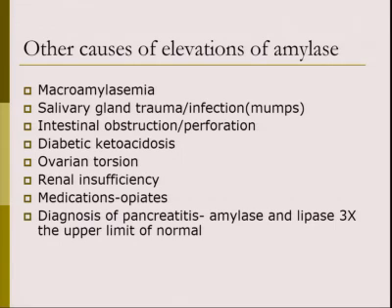Macroamylasemia, salivary gland tumors, infections such as mumps, and intestinal obstruction can elevate amylase. It can be elevated in diabetic ketoacidosis. Amylase can also be elevated in the circumstance of ovarian torsion and renal insufficiency in patients on opiates. And amylase and lipase, in order to make the diagnosis of pancreatitis, need to be 3 times the upper limit of normal.